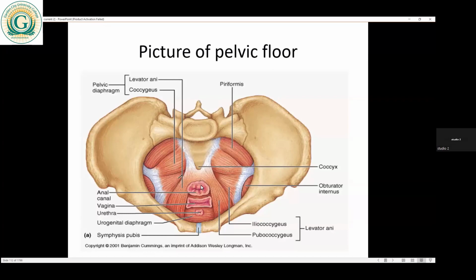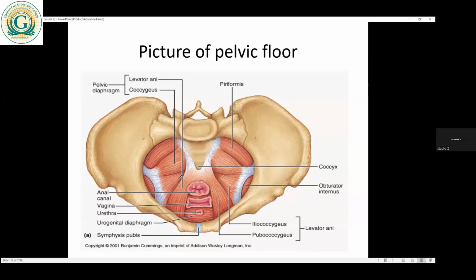You look at the arrow, you see the muscles. These are the three structures the muscles are controlling: urethra, vagina, and anus. And the muscles are surrounding them. These muscles are very important. When they are damaged during birth, it causes incontinence of urine and feces for the woman. So we are going to look at them one by one.